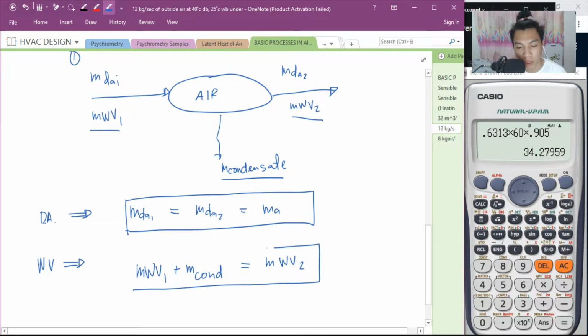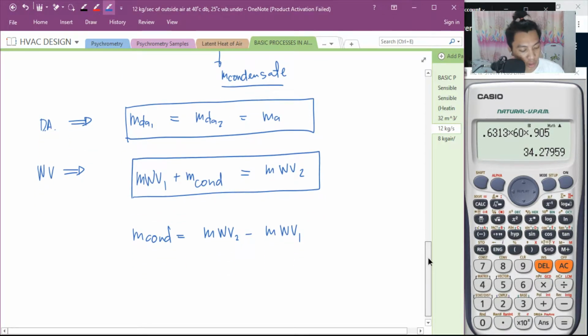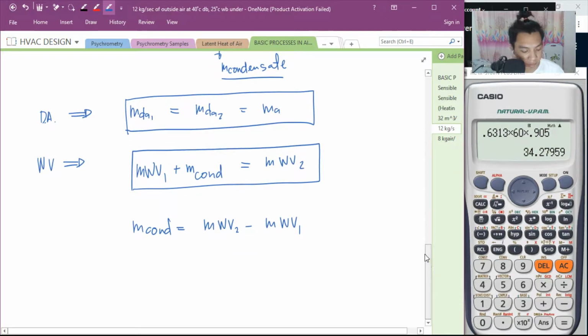This is true. Okay? Yung pangalawa. Pwede pa nating i-simplify yan. So, the mass ni condensate is equal to mass ni water vapor 2 minus mass ni water vapor 1. But, di ba, yung mass ni water vapor, as you can see, di ba? Ito, di ba? Yung mass ni air is equal to, sorry. Mass ni water vapor, hindi pala air.